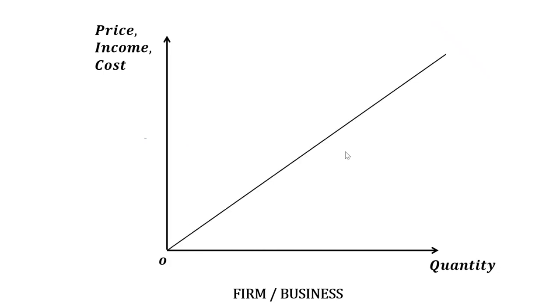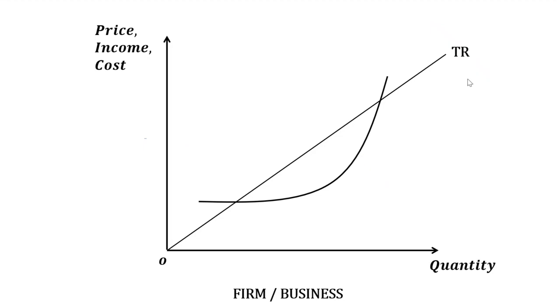Now, when we look at this curve, this is the total revenue curve. The total revenue curve starts at the origin, and it has a positive slope upward. It starts at zero, because if nothing is produced, the business receives no income. And the slope of the total revenue curve is determined by the prevailing or current market price.